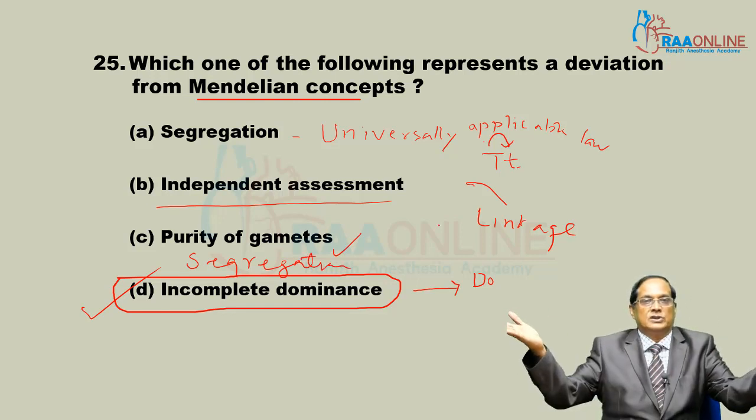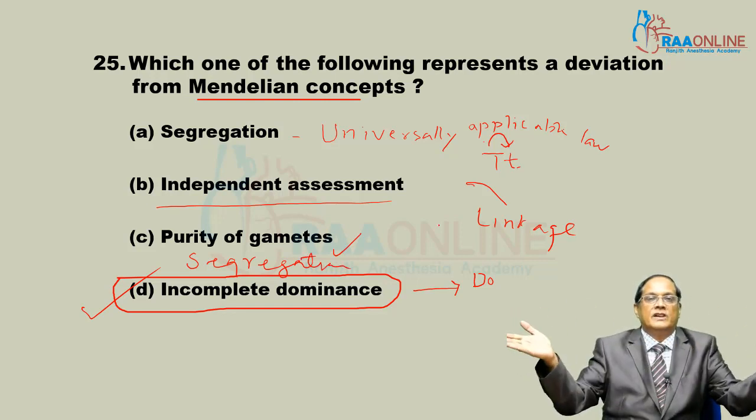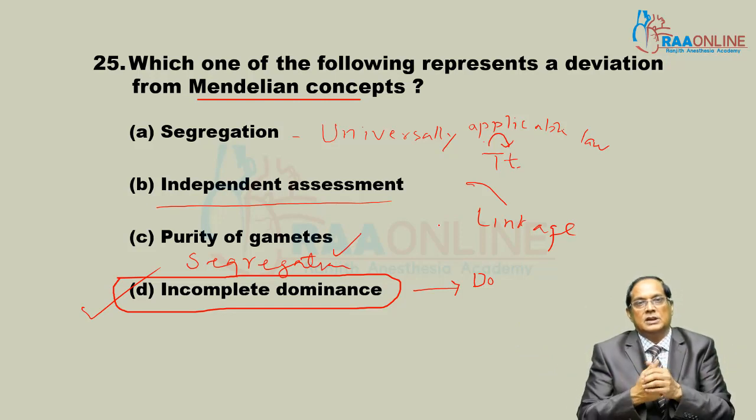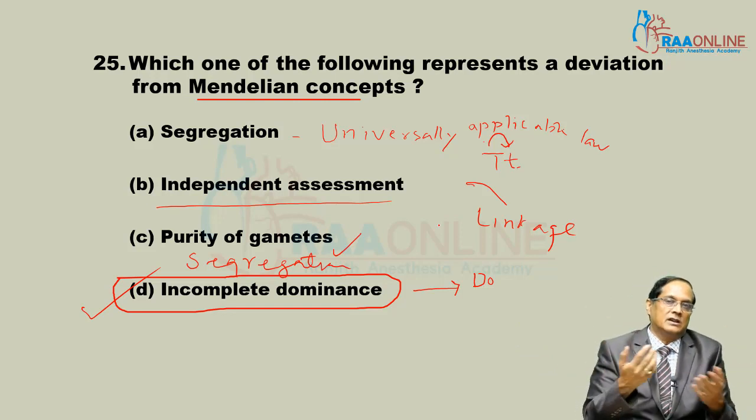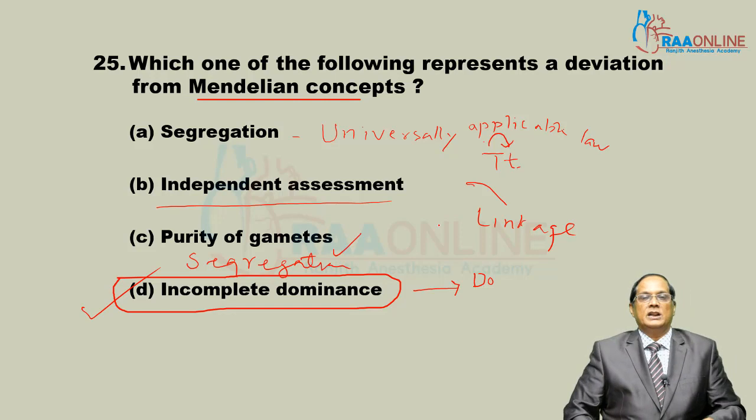Segregate means separation. Separation of Mendelian factors takes place during meiosis, and meiosis takes place generally at the time of gamete formation. So the Mendelian factors get separated. Thank you.